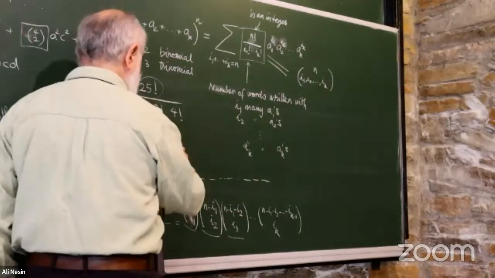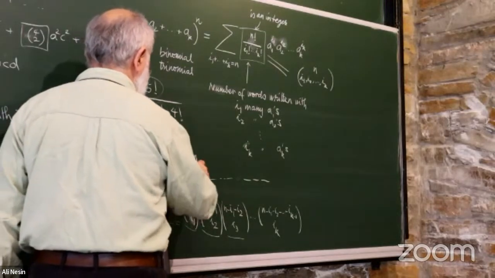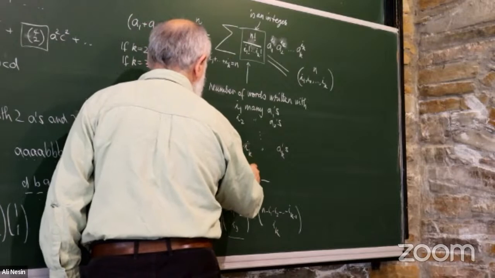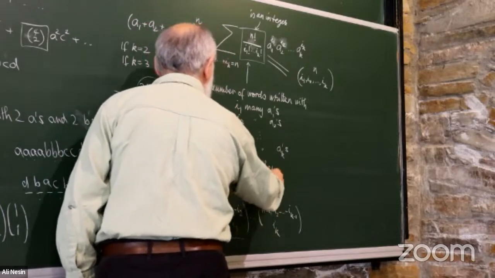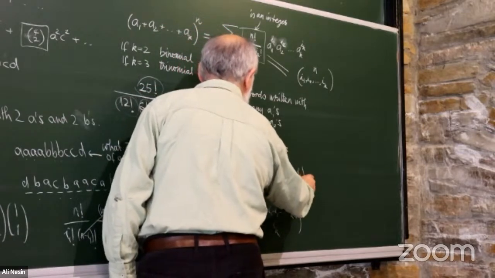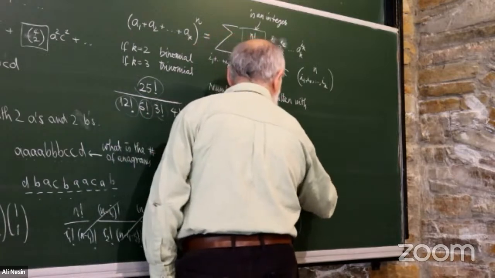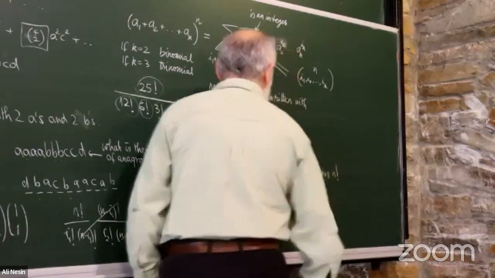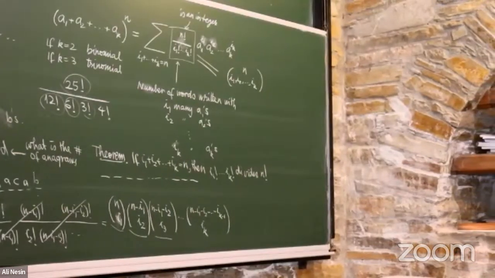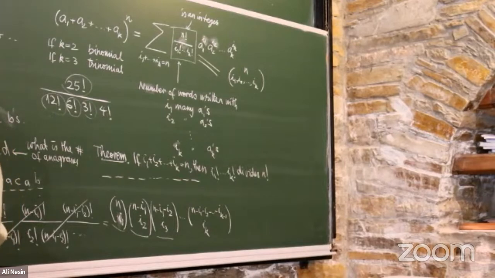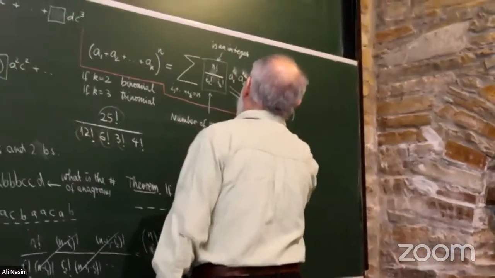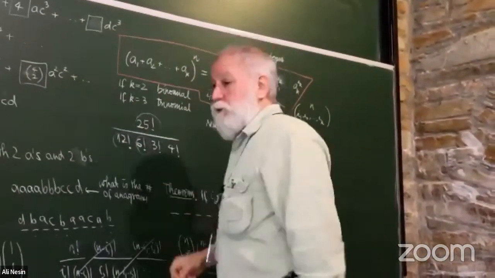Theorem. If i1 plus i2 plus up to ik is n, then the product of the factorials i1 factorial up to ik factorial divides n factorial. So this holds in all commutative rings.